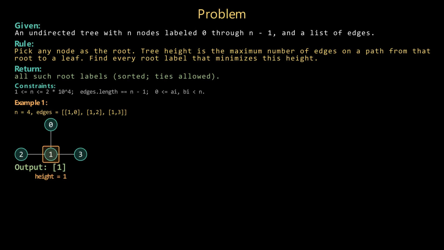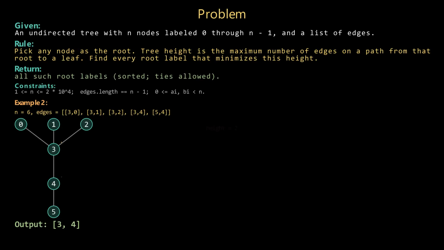Example 1, four nodes form a star centered at 1. Root at 1 puts every leaf one edge away, so the height is 1. No other root is lower, so the answer is the single label 1. Example 2, 6 nodes. After stripping outer leaves, nodes 3 and 4 remain in the middle. Either one as root gives height 2, and nothing else ties that minimum. Output is 3 and 4.